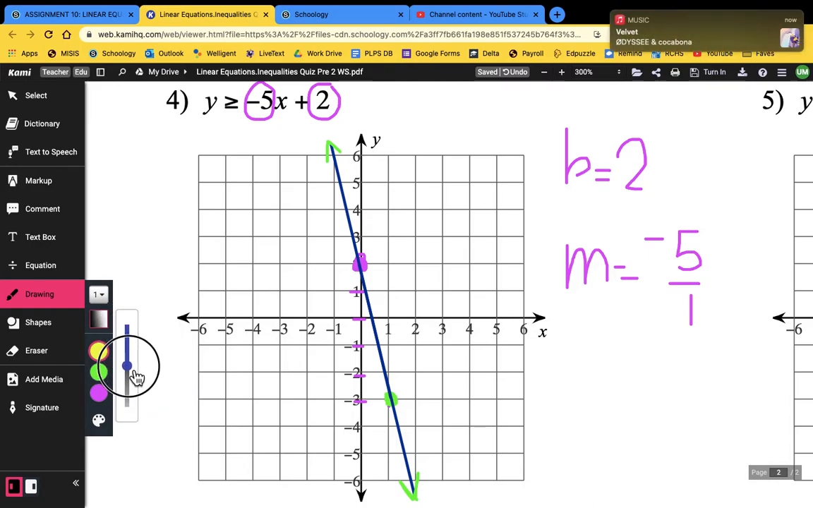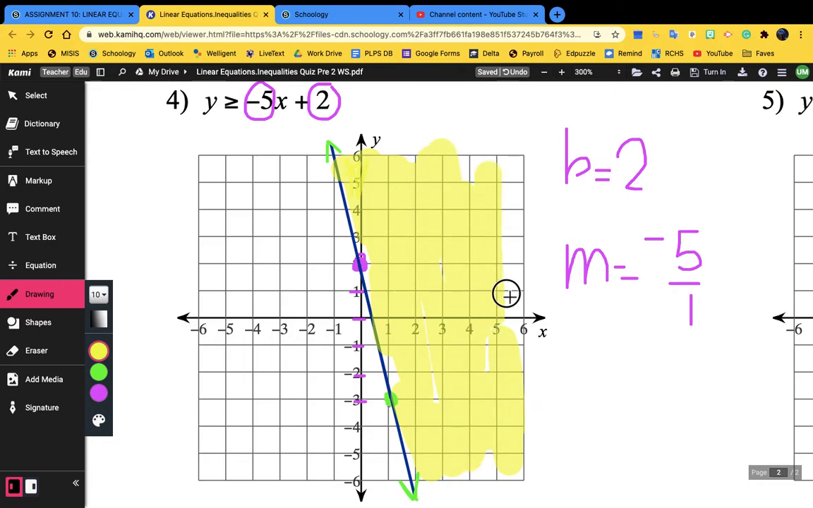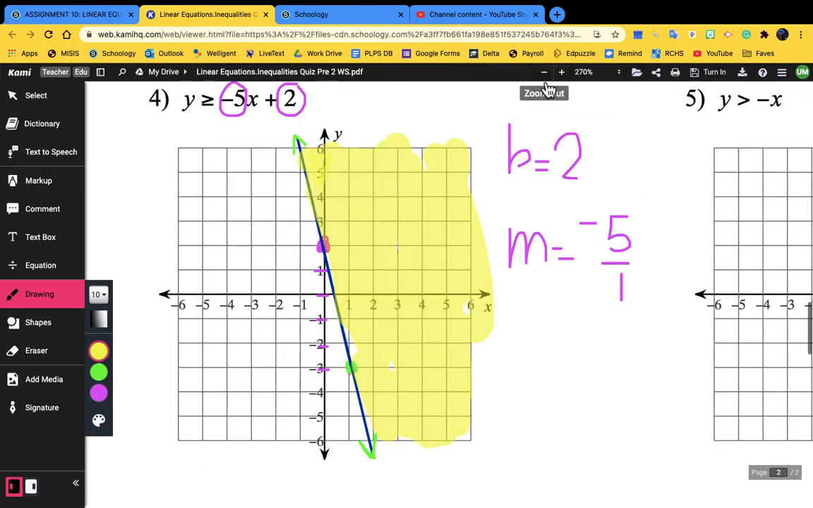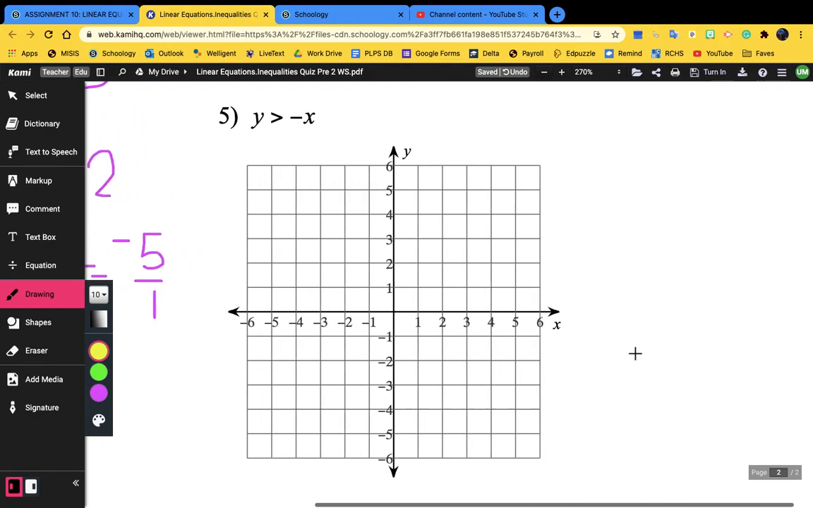So I'm going to go down here, and I'm going to go to the middle, and I'm going to shade above. I'm going to make this a little bigger. So I'm going to shade everything that is above. Look at that. Above the line. There you go. Above the blue line. There you go. That is number 4. Right? Okay. Let's do number 5.